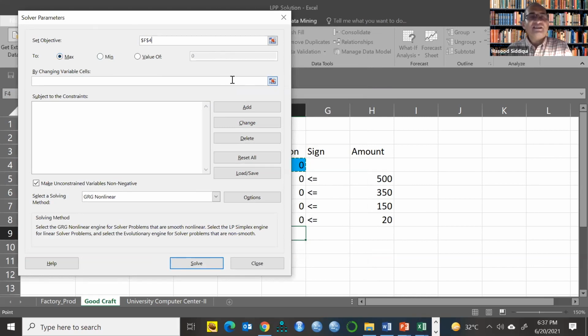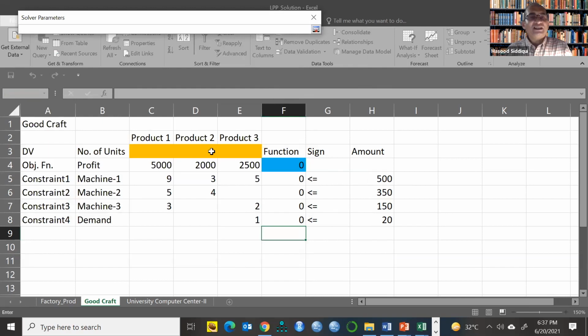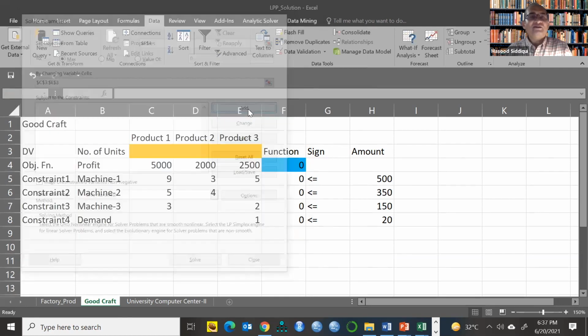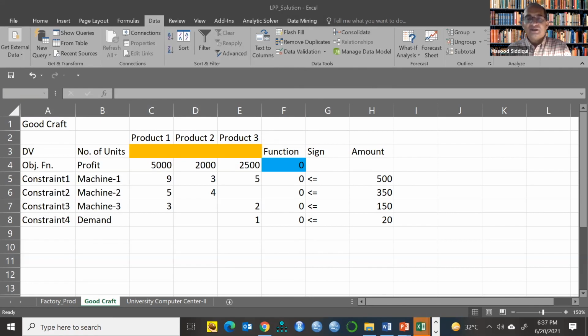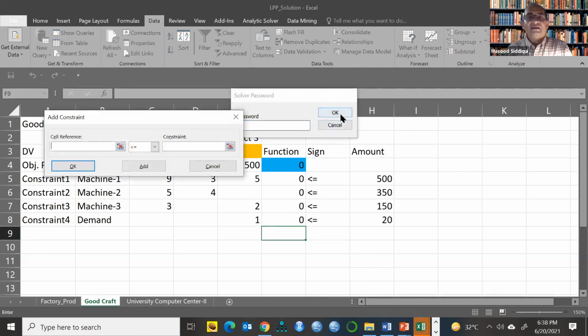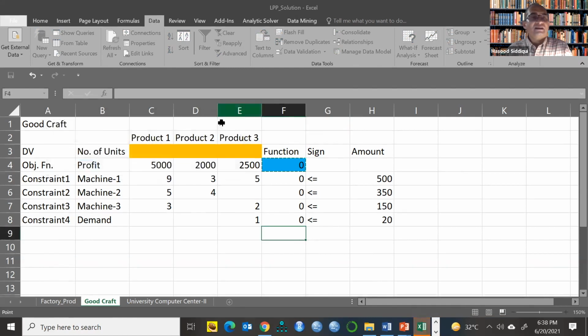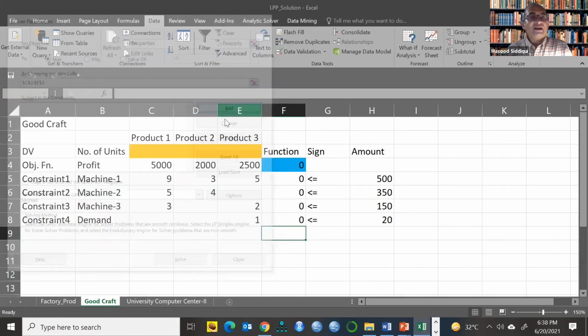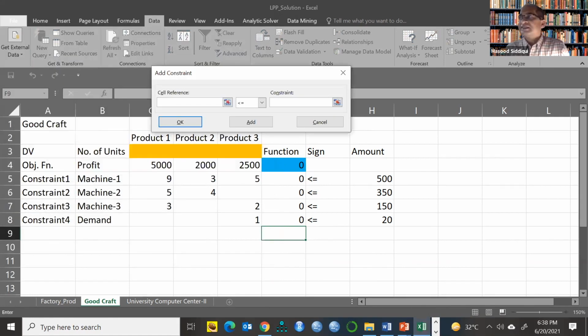So here optimization is actually maximization. Then we have change cells. So we will select these highlighted cells, meaning C3 to E3. C3 to E3 are our decision variables. Then we go to the constraint part. That means we add constraints. Okay. Then again we go to the add constraint part, right? So this is the add constraint thing.